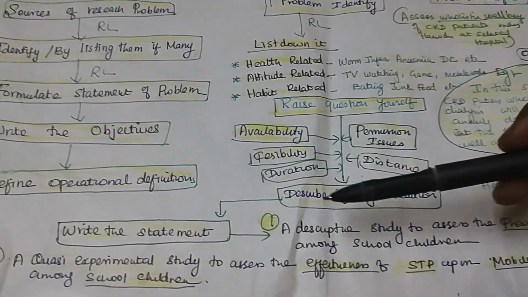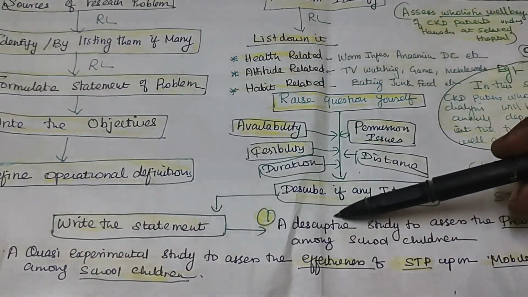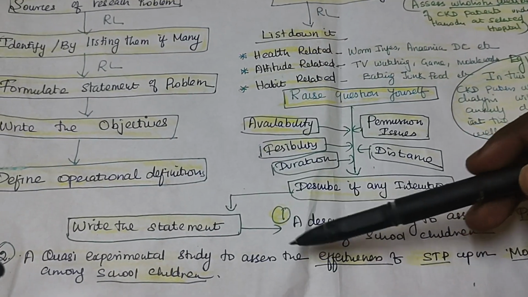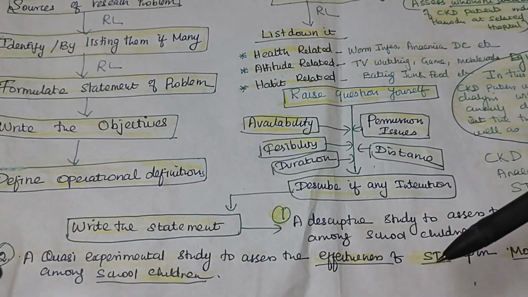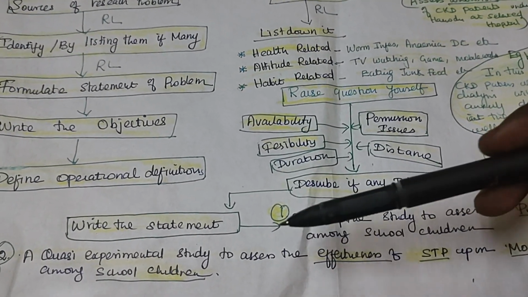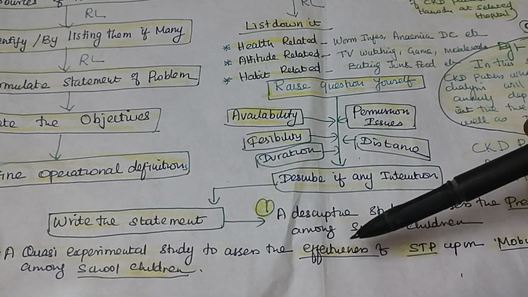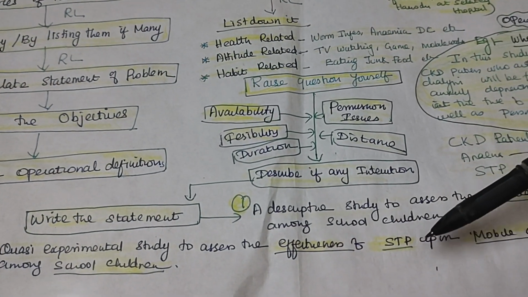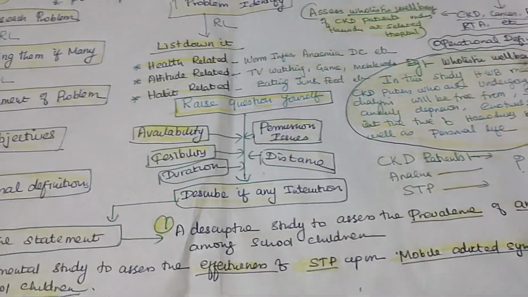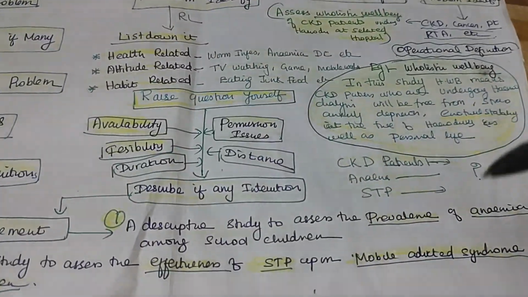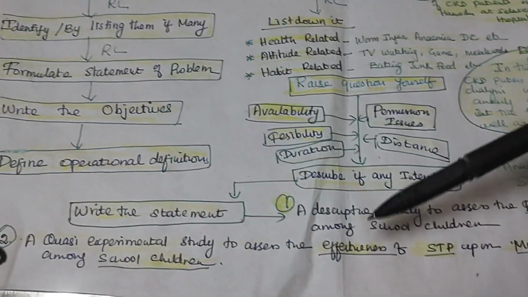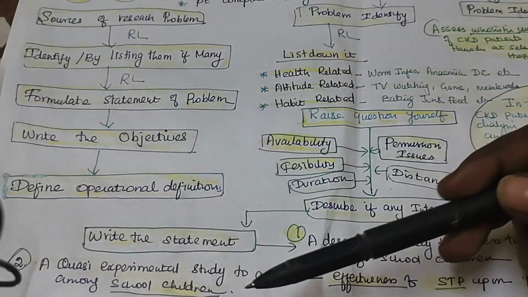Correct or not? Then you can write, if you want to do some intervention, some health education, then you can write a quasi-experimental study to assess the effectiveness of STP. No, madam, only one school I am going to do. Then you can make it a pre-experimental study to assess the effectiveness of structured teaching program upon mobile addiction syndrome, or whatever their attitude, you want to change it among the school children. So the problem has been selected.